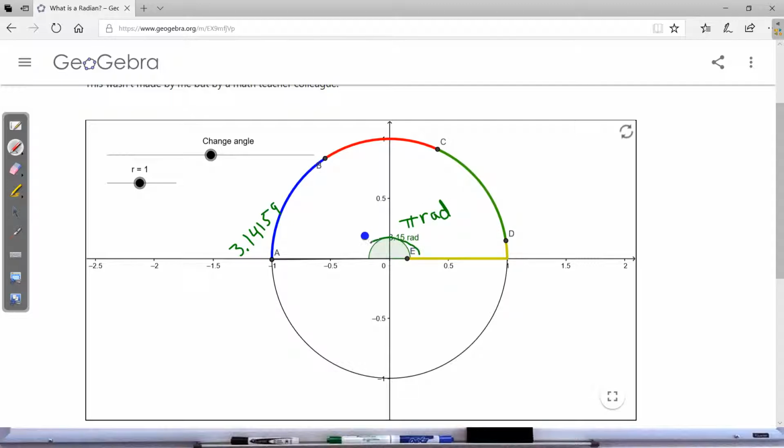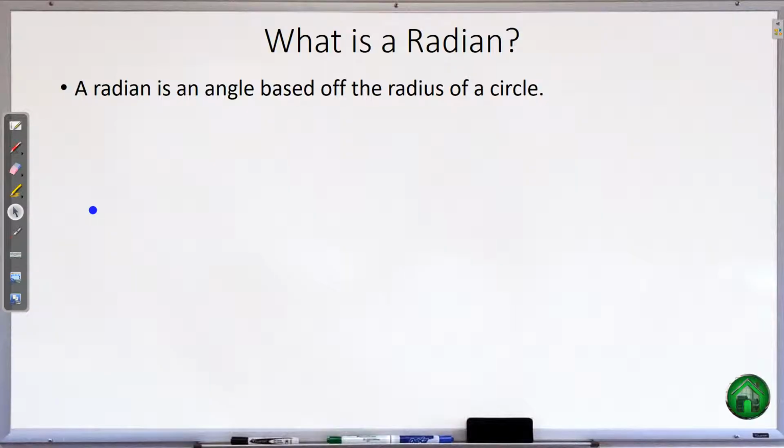And so a full circle all the way around will be 2 of those, 2 pi radians. And so that is where the number pi comes from. It's the number of radii that fit around half a circle. And there's 3 and a little bit, 3.14159. So that is how we are measuring angles, not with degrees, but with these new things called radians.